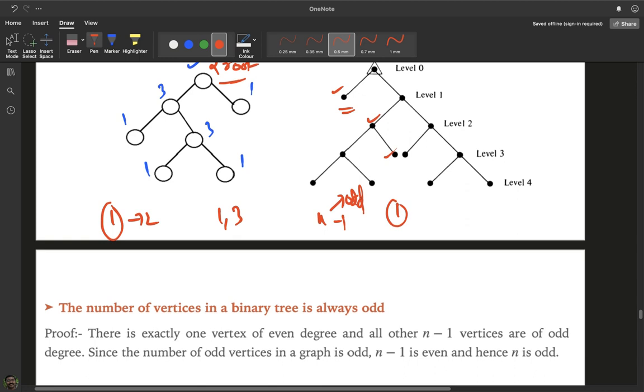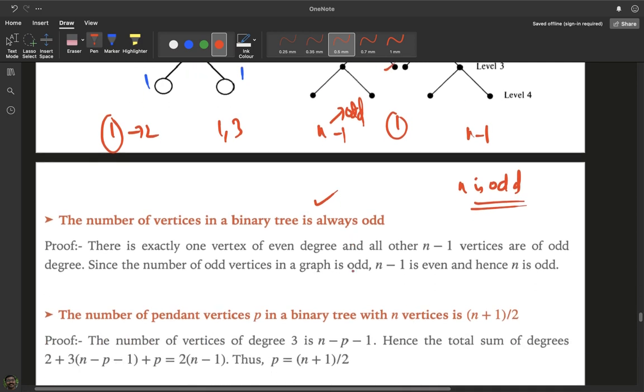And you know that in any graph, the number of odd vertices is always even. That means n minus 1 is even, which gives that n is odd. So the number of vertices in a binary tree is always odd. Very simple property.